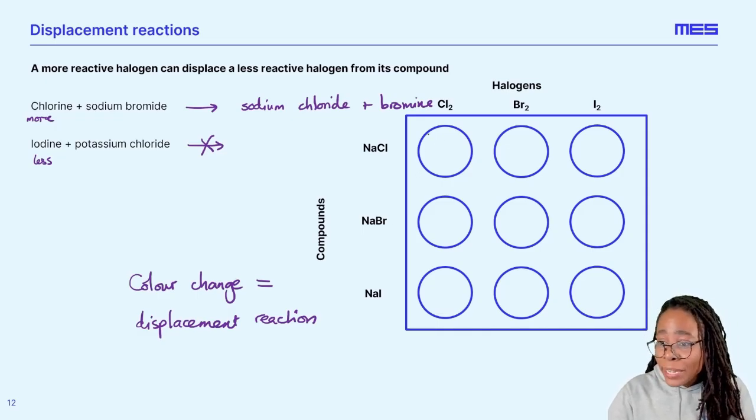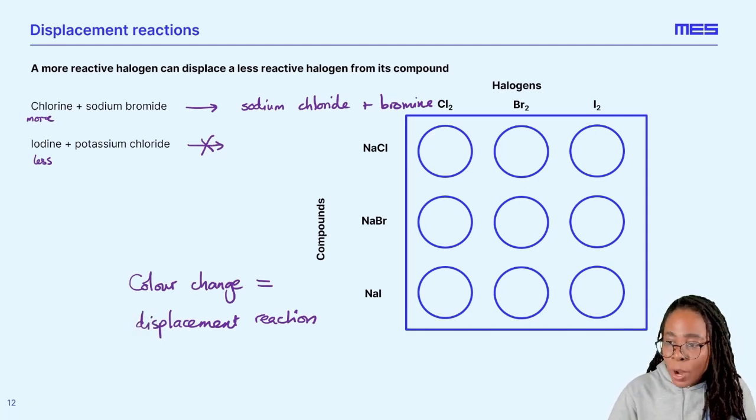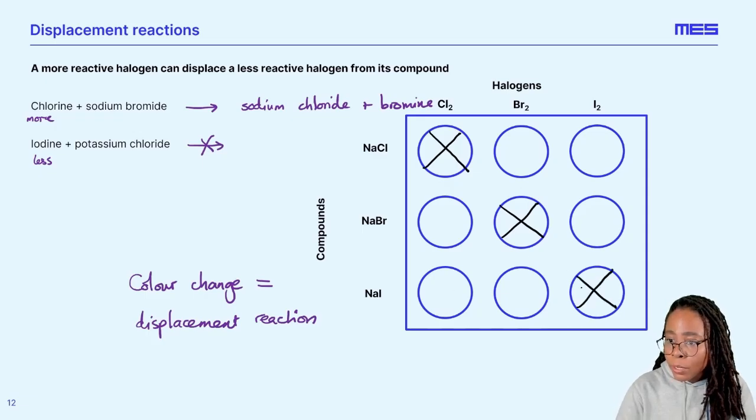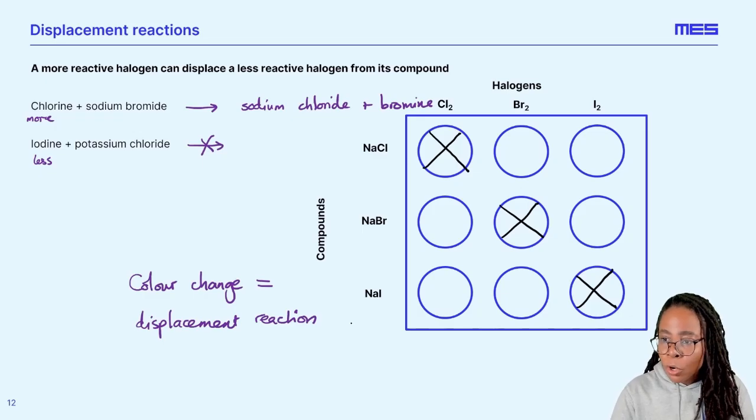Now, we can straight away ignore the ones where it's the same halogen, so chlorine and sodium chloride. We won't even bother to do that experiment. Bromine with sodium bromide, we won't bother to do that one. Iodine with sodium iodide, we wouldn't bother to do that one. But then we can predict where we've got our pairs.